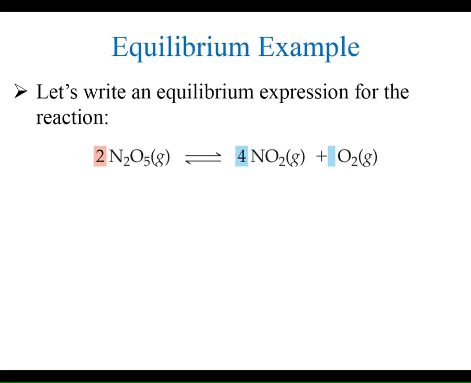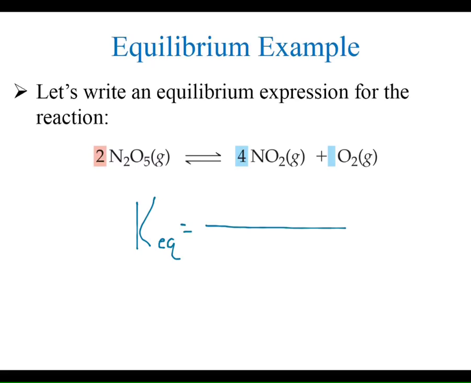So let me show you an example. Let's write an equilibrium expression, a K, for this one. 2, remember how to name that? N2O5? Dinitrogen pentaoxide. Yes. Goes to 4 nitrogen dioxides and an oxygen. So, if I was going to write a K for this, I'm going to write KEQ.